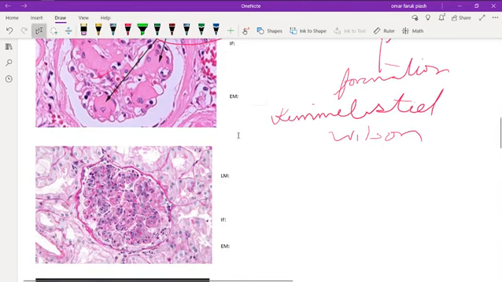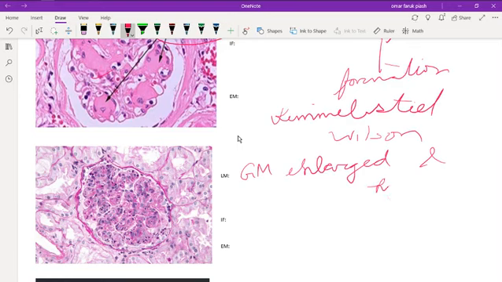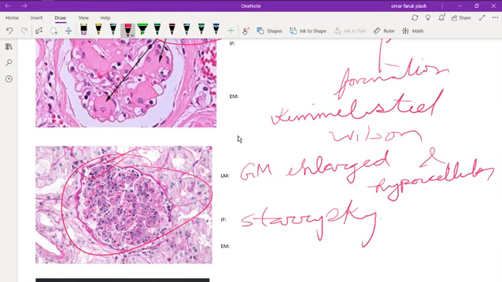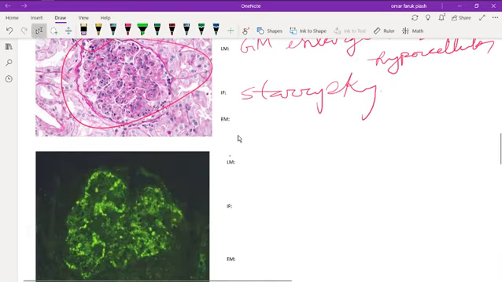And that's all about nephrotic syndrome. Now, in nephritic syndrome, first of all, PSGN, that means post-streptococcal glomerulonephritis. In PSGN, the glomeruli are enlarged and hypercellular. This is the enlarged and hypercellular glomeruli, and on immunofluorescence, it looks like a starry sky appearance. This is the starry sky.